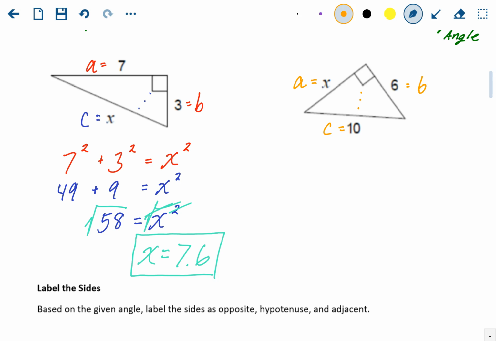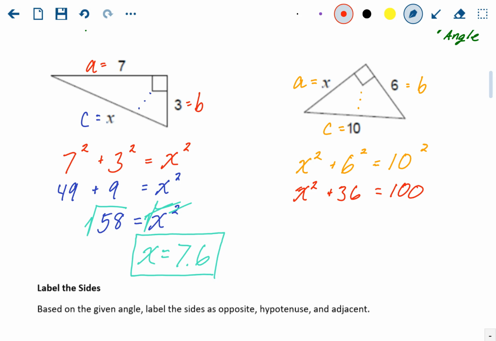So again, the variable is not always going to be in the c squared part. In this case, the variable is on the left side. The a squared is x squared plus b squared, 6 squared, equals c squared, which is 10 squared. Now again, all those numbers squared are just numbers, so you could simplify those. X squared plus 36 equals 10 squared, which is 100.